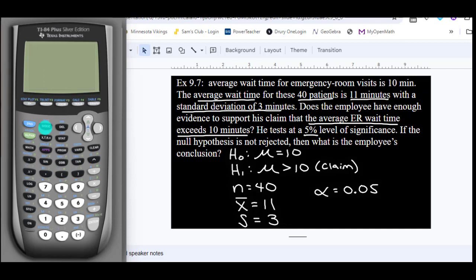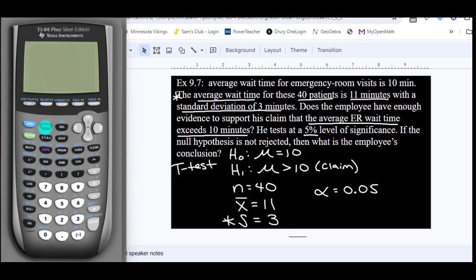Notice we do not have the standard deviation of the population. We have the standard deviation of the sample. Where is it? So here's our sample information. We have the standard deviation of the sample. So this is going to be a t-test. It's very important to remember which test you're using at what time.